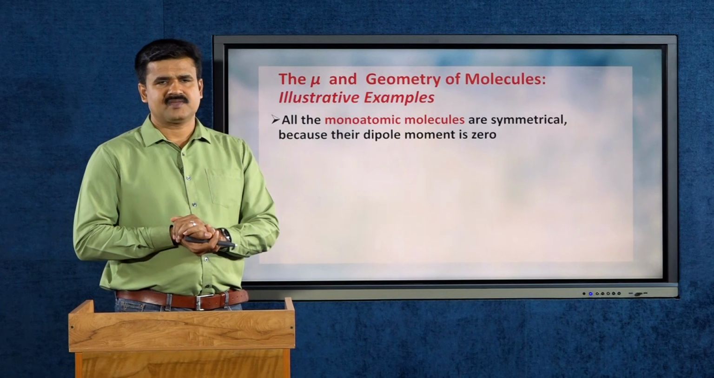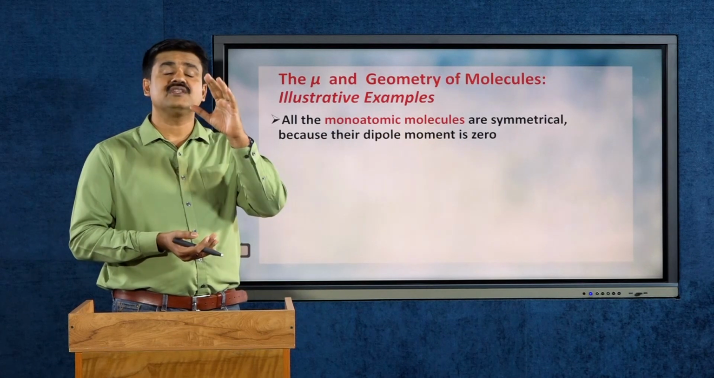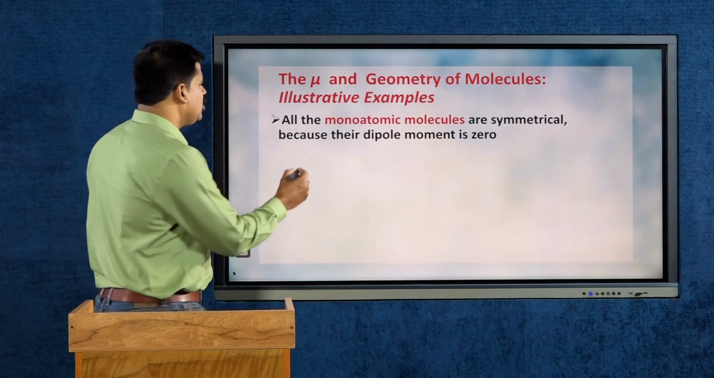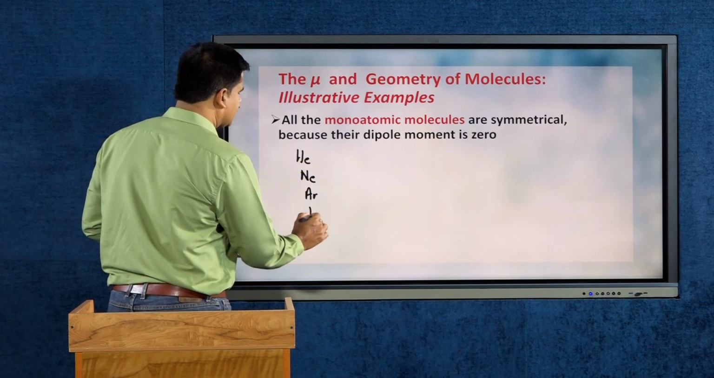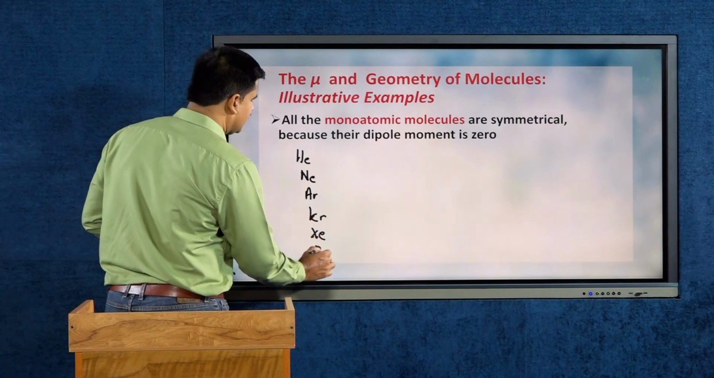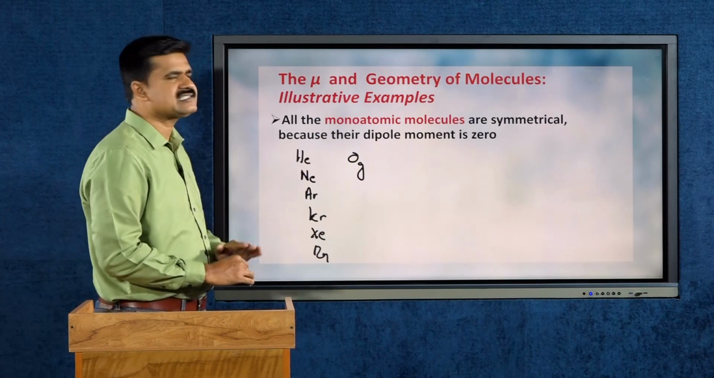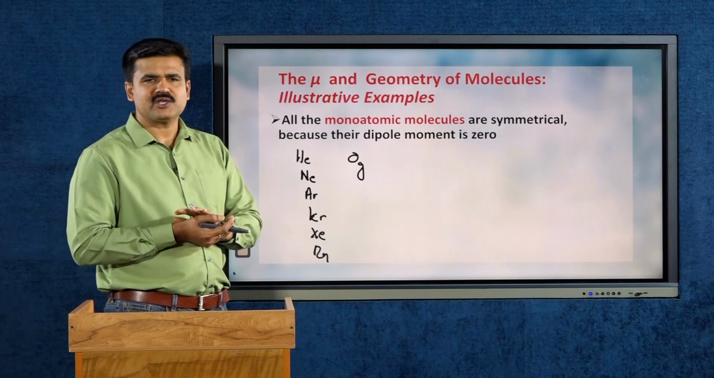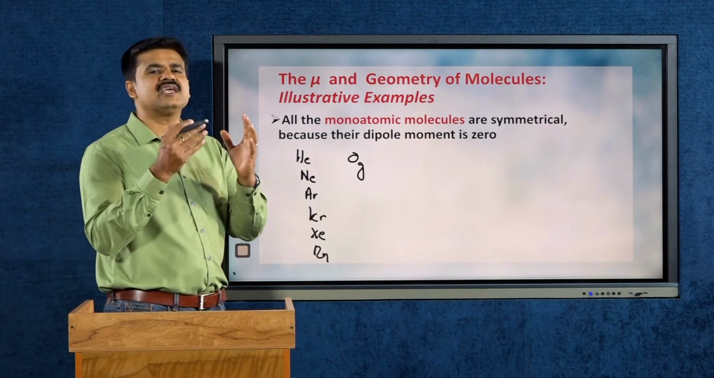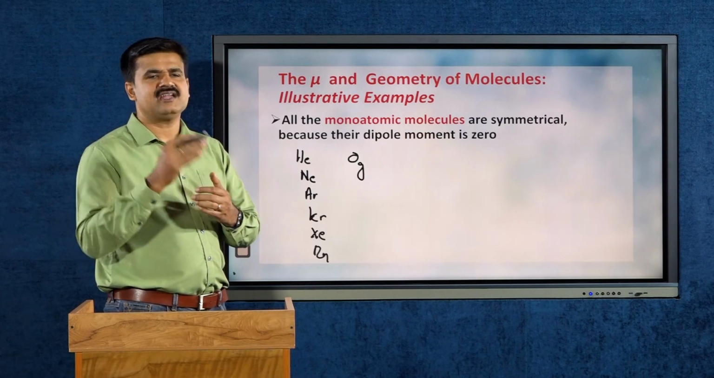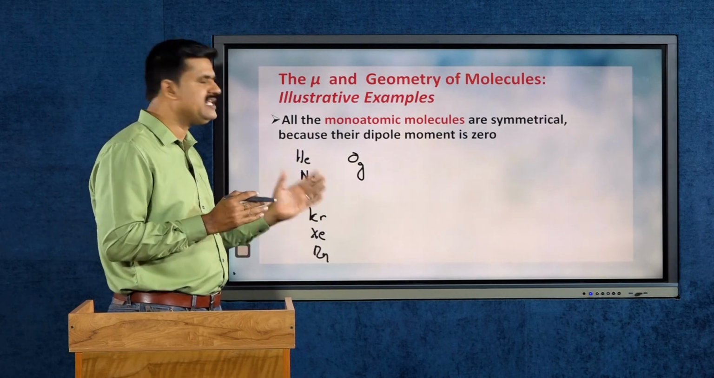Monoatomic molecules are exemplified by the noble gases. All the noble gases are monoatomic molecules. Noble gases like helium, neon, argon, krypton, xenon, radon, and finally the recent noble gas organesson. All these are monoatomic gases, and these molecules cannot have a bond between other atoms, that is, they are individually existing.